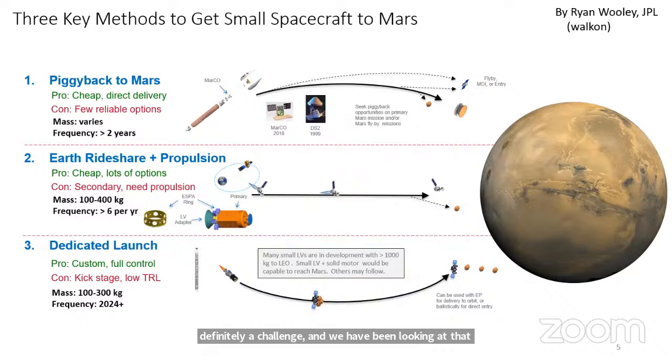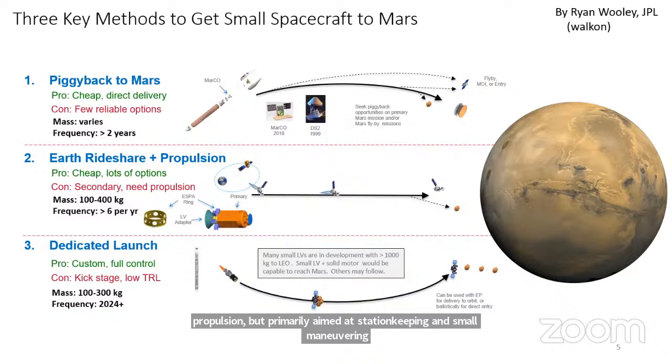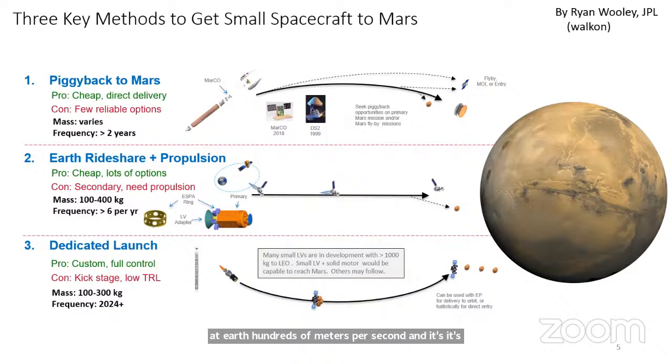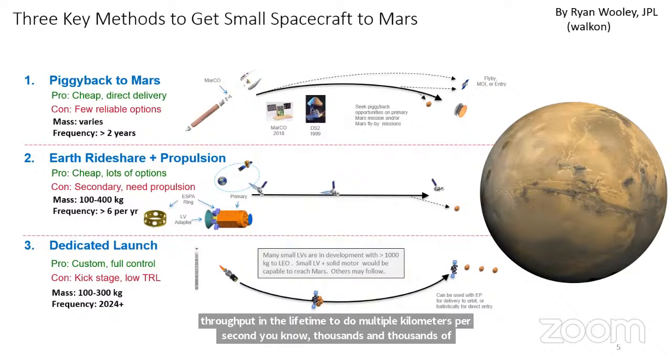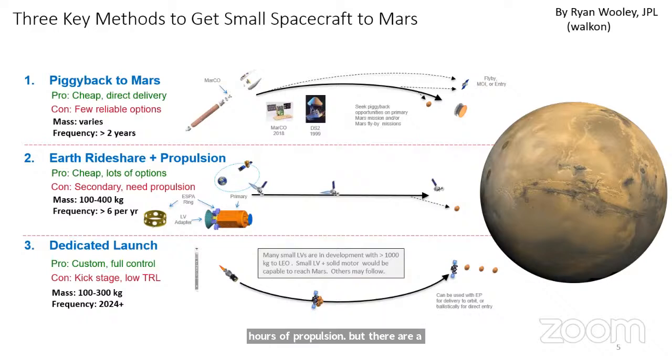And these challenges of multiple kilometers per second to Mars, throughput becomes a challenge. Now, we do see in the industry a lot of startups building solar electric propulsion, but primarily aimed at station keeping and small maneuvering at Earth, hundreds of meters per second, and it's very enabling. But they don't worry about the throughput and the lifetime to do multiple kilometers per second, thousands and thousands of hours of propulsion. But there are a few being developed that look quite promising, and the commercial industry is driving the prices down.